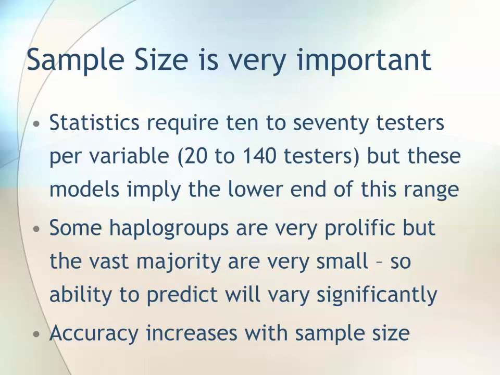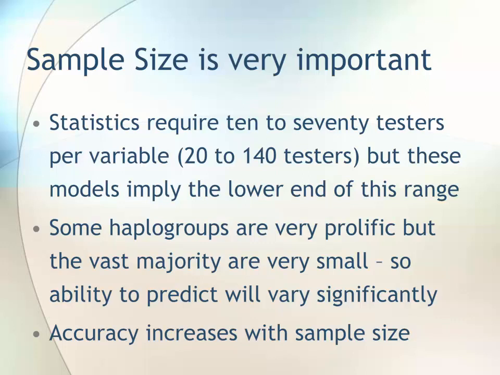Any statistical study also needs to take into account the impact of sample size. Statistics require anywhere between 10 and 70 testers per variable. So since we're using two variables, signature and genetic distance, we should have somewhere between 20 to 140 testers before the model will yield accuracies. In this scenario, this is definitely way towards the 20 range and not net. You don't need 140 to get very high accuracy. But this is something that you need to take into consideration.